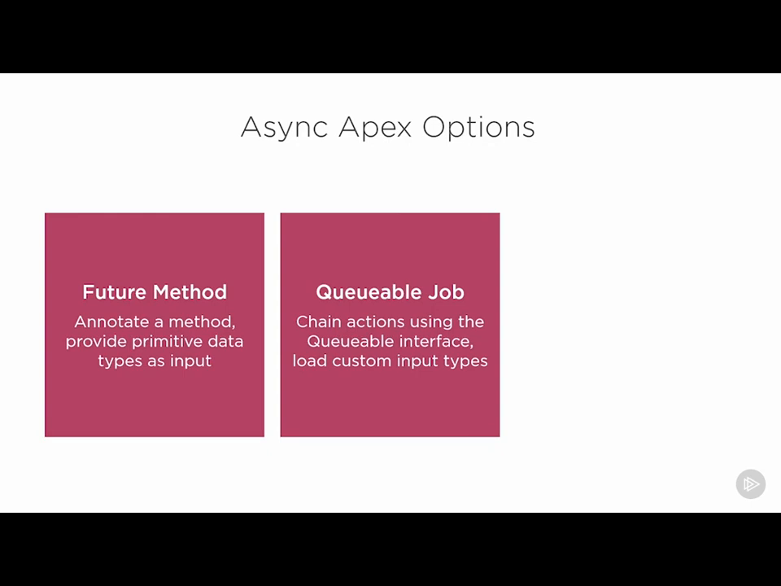Queuable jobs are probably my favorite async Apex option because of their versatility. On the downside, you have to define them as an entire class instead of just a method using an interface, and that's a little more setup than the future method. But the advantages far surpass the disadvantages, in my opinion.